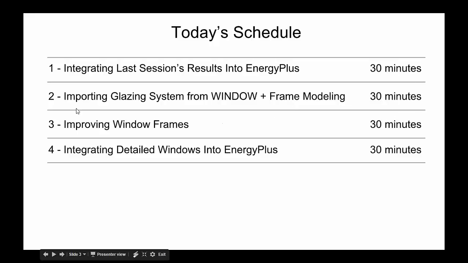Each one of these is going to be 30 minutes. We're going to try an alternate window frame, just in the same way that we tested a few different examples last time. That's going to be 30 minutes. And then finally, we're going to integrate those windows into Energy Plus, using the LB&L window software to help us do that a little bit.